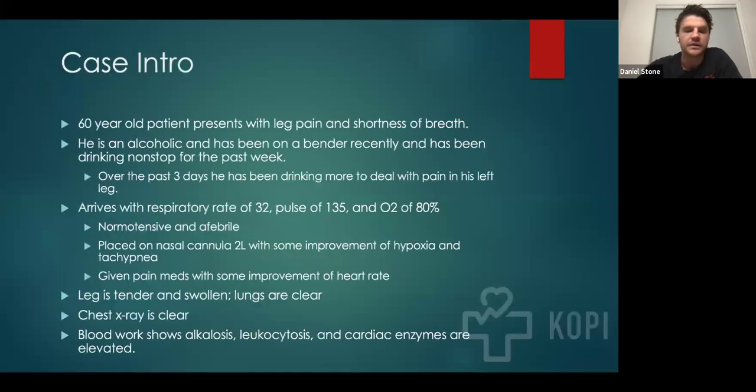So the case that we're looking at today was a case from the United States. It's a 60-year-old individual who had a history of alcoholism. He presented tachypneic, tachycardic, and hypoxic. He got placed on a nasal cannula oxygen. He had a swollen tender leg. On exam, lungs were clear. His initial chest X-ray was clear. It didn't show any signs of pneumonia or aspiration.